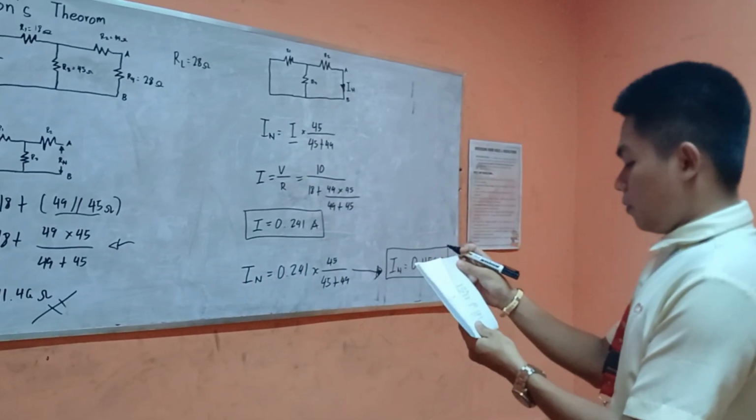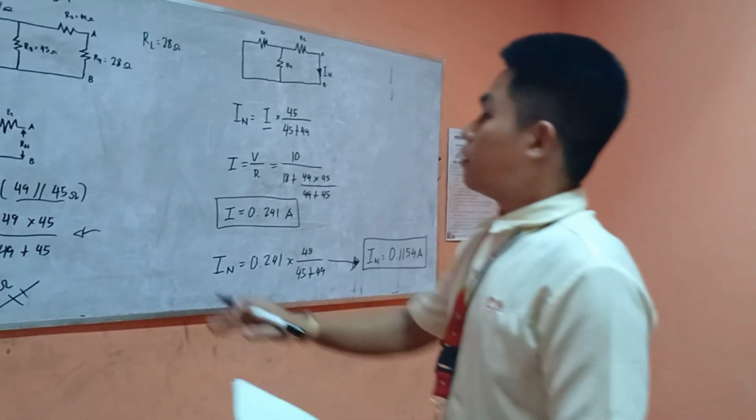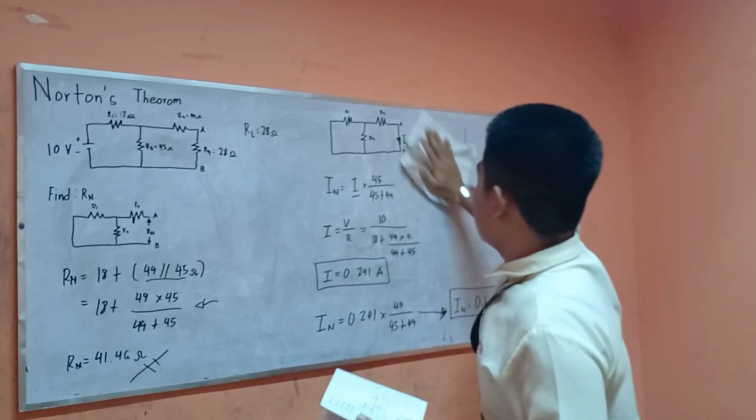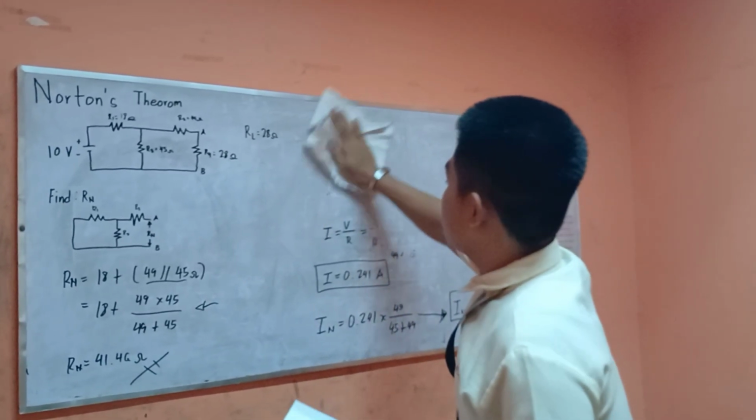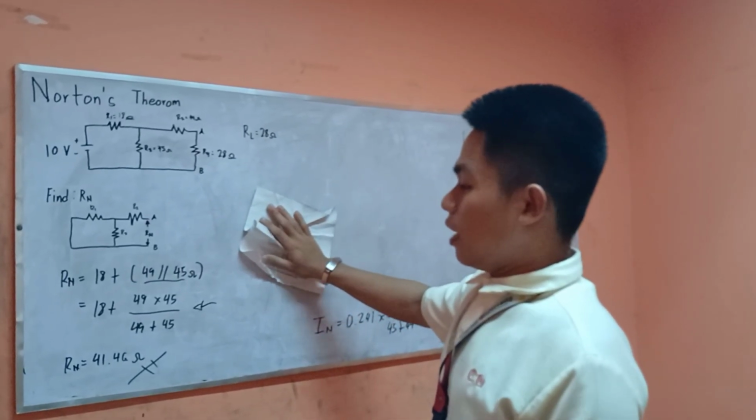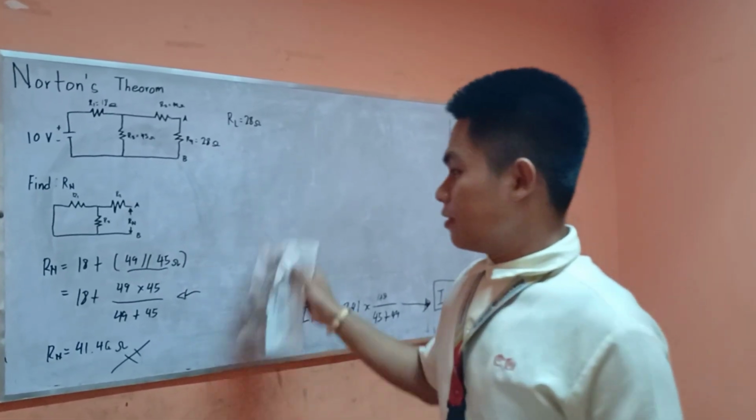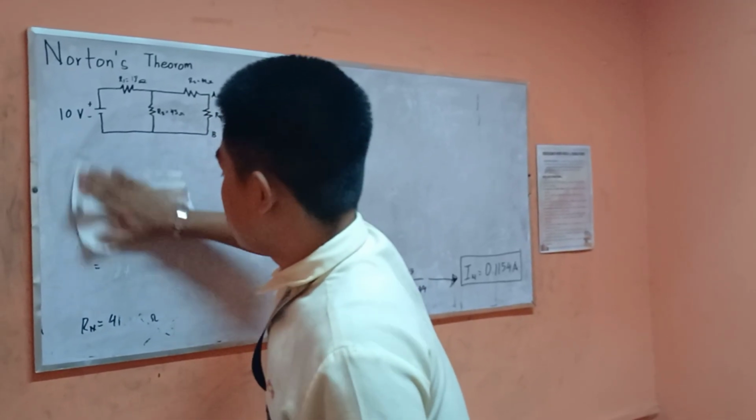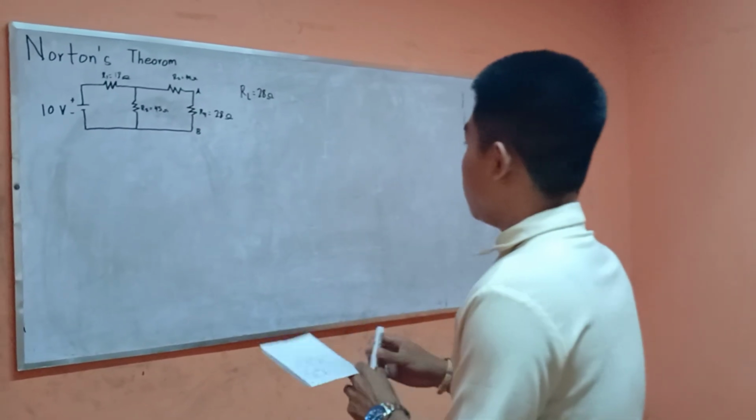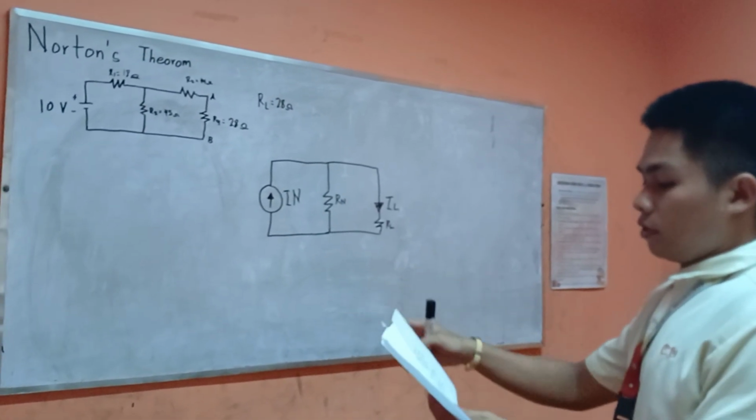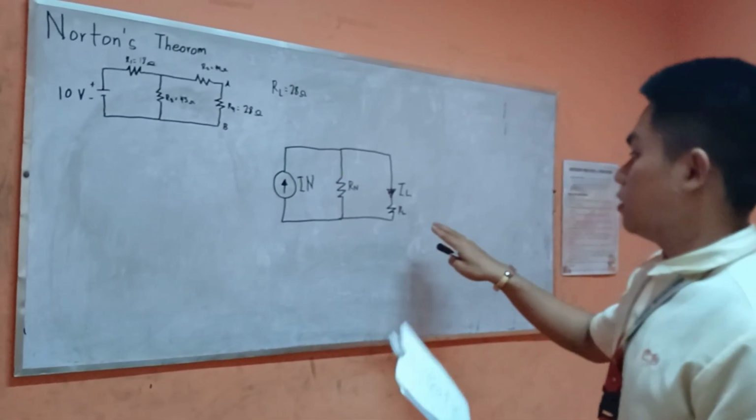Now for the last part, we need to combine all this into one diagram. I need to erase to make some room for the final process, but you can roll back the video to analyze all the answers that were given. So let me erase this so we can start the final process. For the Norton's theorem diagram, we need to input this type of formula to finish this.